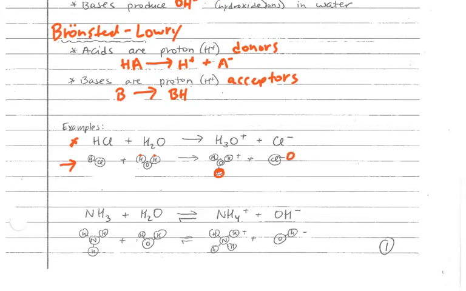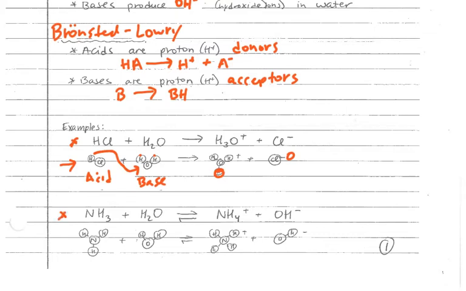So since HCl lost its hydrogen, it is the acid. It basically donated this hydrogen to the water. So the HCl is the donor and the H2O is the acceptor. The donor is the acid, the acceptor is the base. And let's look at the second example.